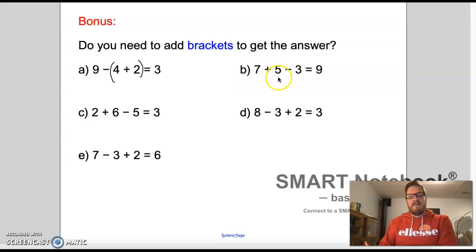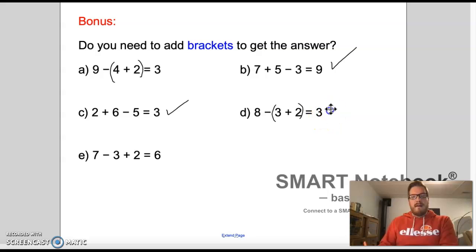Over to B, 7 plus 5 is 12, minus 3 is 9, so that one does not need any brackets. Here is 2 plus 6, which is 8, minus 5, which is 3, so that one does not need brackets. 8 minus 3 is 5, plus 2 is not 3. So if I put brackets in here, then this becomes 8 minus 5, which is 3.